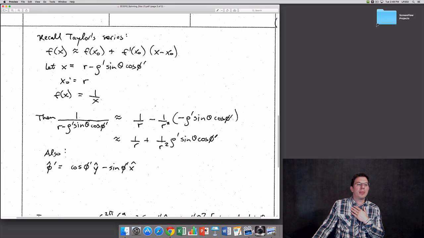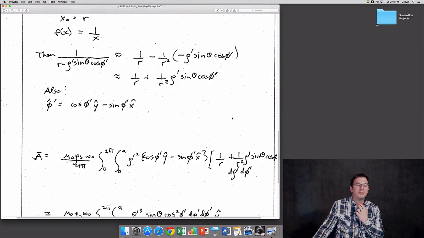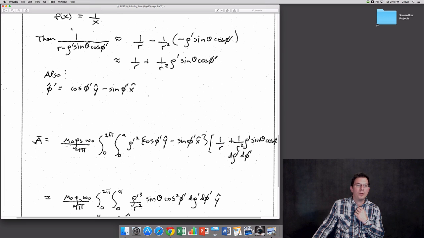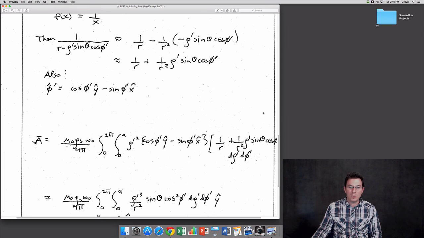We're going to say our x naught is going to be equal to r, and the function that we want to approximate is 1 over x. Okay, so if we apply that Taylor series expansion to this function here, this is 1 over x, we get 1 over x naught, or 1 over r, minus the derivative of this, which is minus 1 over r squared, times x minus x naught, which is this term right here. And after simplifying it, we end up with this being approximately equal to this right here. Okay. All right. One more observation, then we'll put it all together and see where we end up.